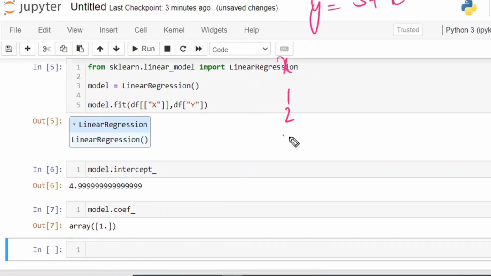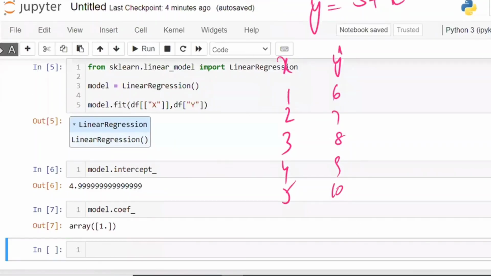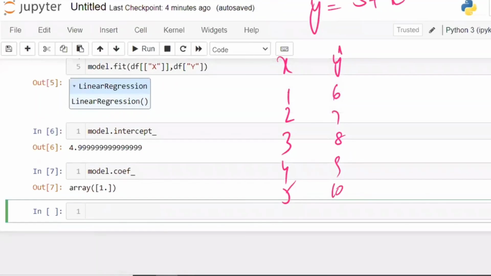x is equal to 1, 2, 3, 4, 5. Substitute these x values and calculate the y hat. What is the y hat? 6, 7, 8, 9, 10. Just by substituting these x values in the equation, you have got it, right? Same to same right here. What equation have you substituted? This is the equation. Using this equation, you are predicting from the x values, whatever the x values there, df of x.